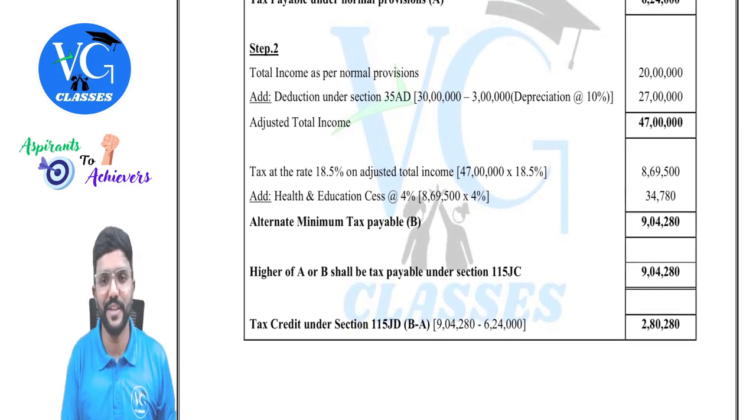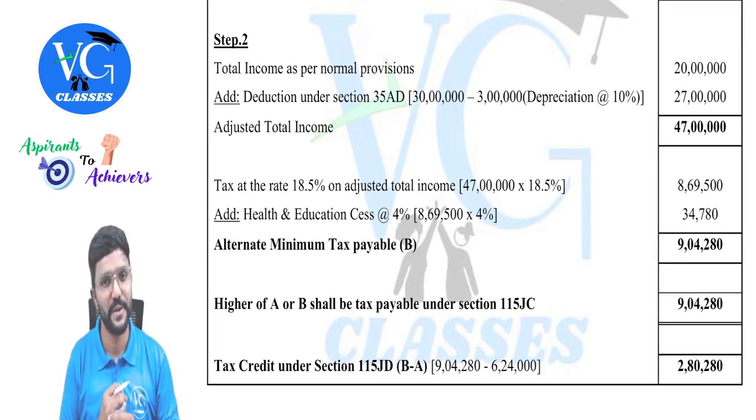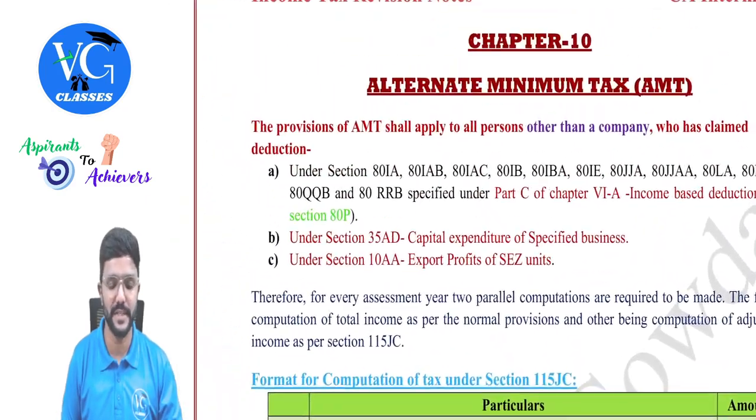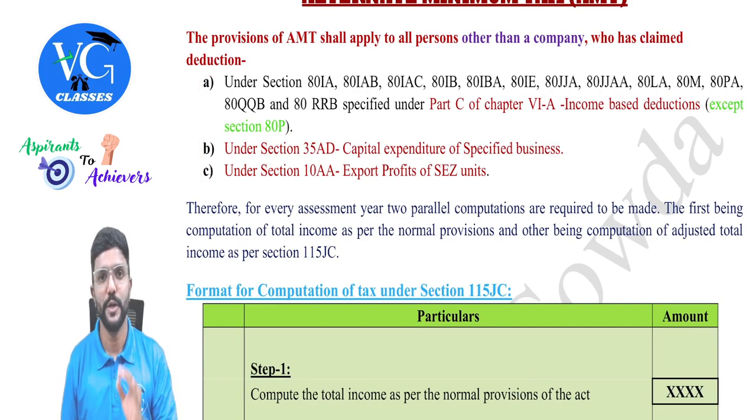So you need to identify in the question when AMT is applicable, depending upon the information given in the question, guys. They would have given a hint in the question about any of these three deductions. If the assessee has claimed any of these three deductions, you should know you should apply the AMT provision, if at all the assessee is following the optional scheme, guys.